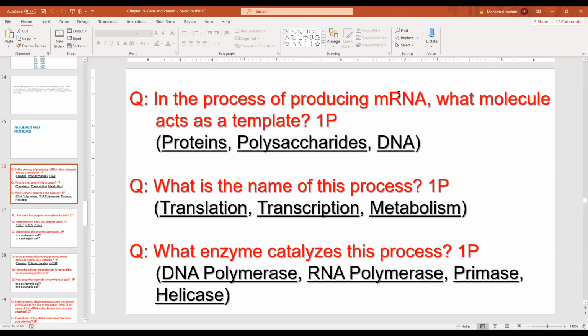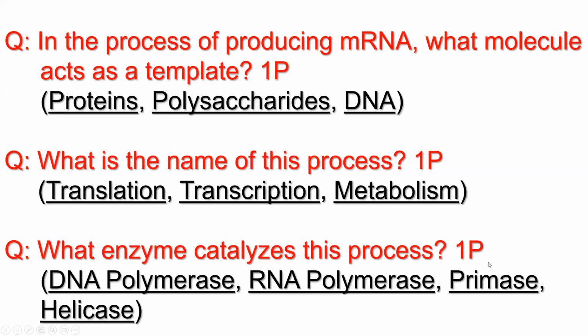When I say in the process of producing messenger RNA, what molecule acts as a template? So what is the template here? Meaning the thing that the enzyme will work on to produce messenger RNA. So messenger RNA comes from what? Is it coming from protein or from polysaccharides or from DNA? We're going to discuss this together. I'm going to ask you a question, and whoever knows the answer, tell me. It's DNA. Yes, so the DNA is going to be the template for messenger RNA, okay?